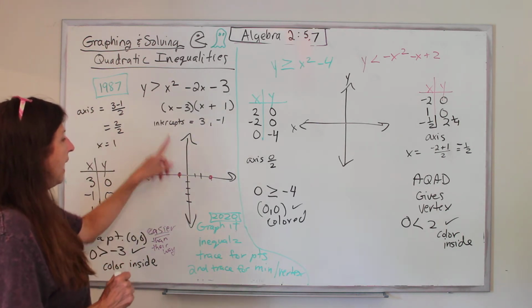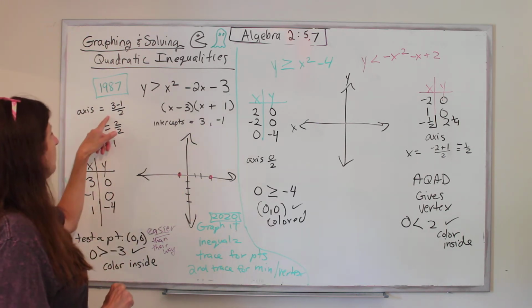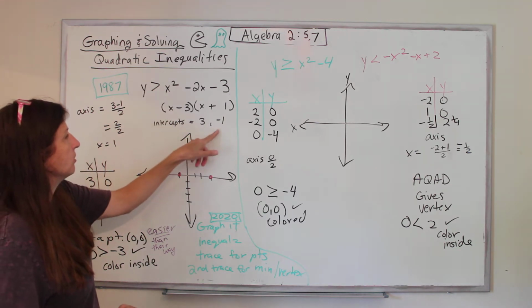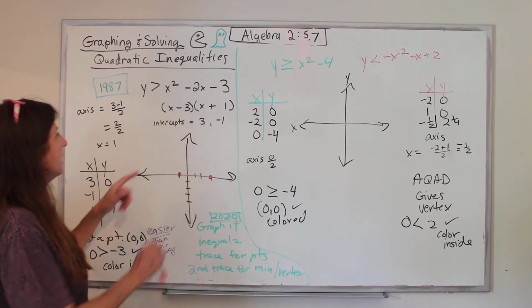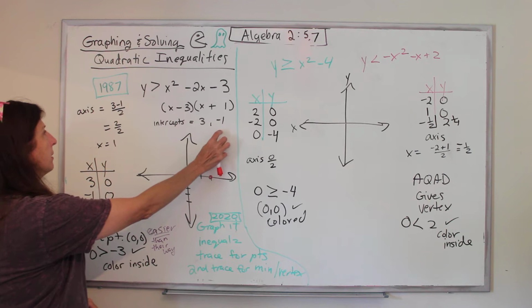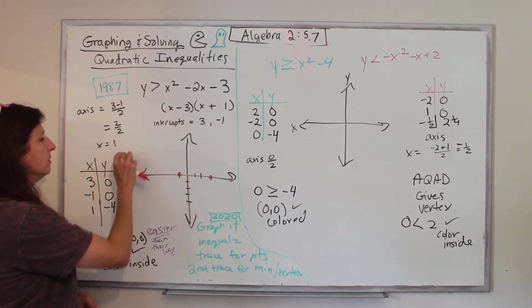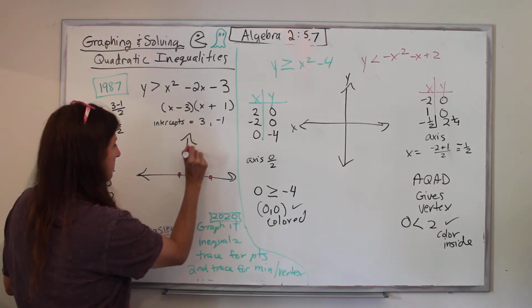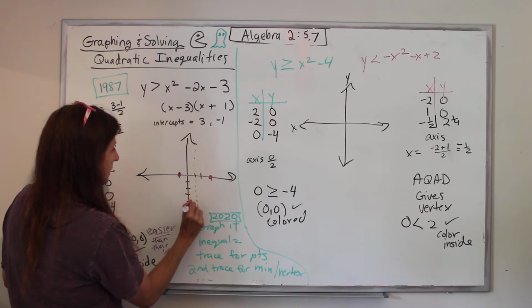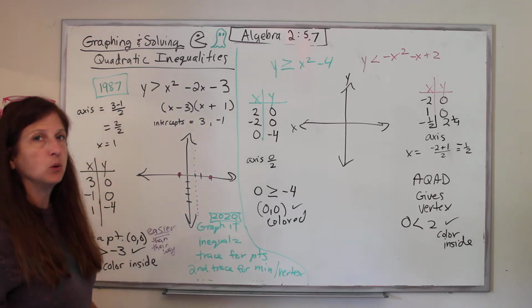Okay, next I need the vertex. So the formula is you average your intercepts to get the vertex. So 3 plus negative 1 is 2, divided by 2, so it's 1. So I know my axis, the line down the middle, is at 1.